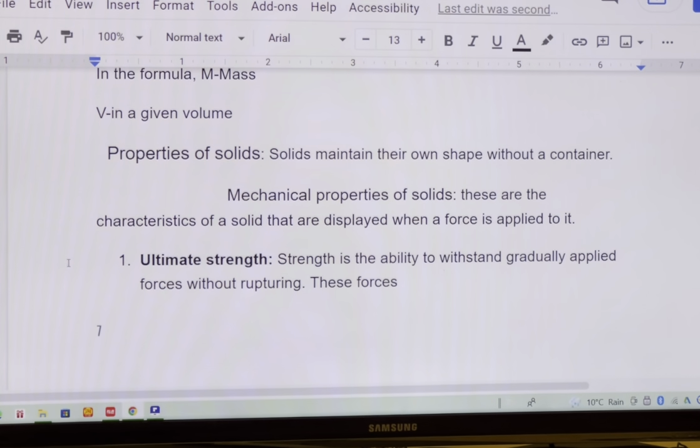Next. Properties of solids. Solids maintain their own shape without a container. Mechanical properties of a solid are the characteristics of the solid that are displayed when a force is applied to it.